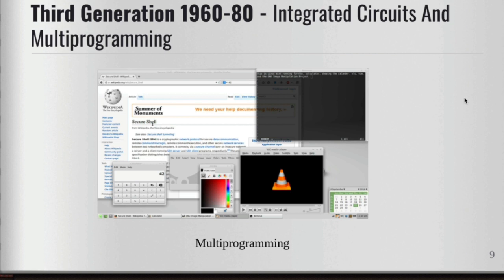So what do you think multi-programming is? Well, multi-programming means that the processor is not idle while a job is being completed. So as you can see, for instance, there are multiple tasks being performed over here. You have a media player open, you have calculator that's being used, maybe a paint. So the processor is not idle while one particular job is being operated or executed.